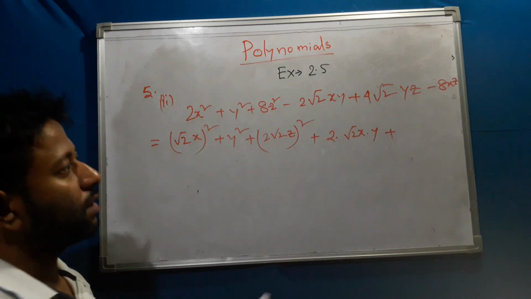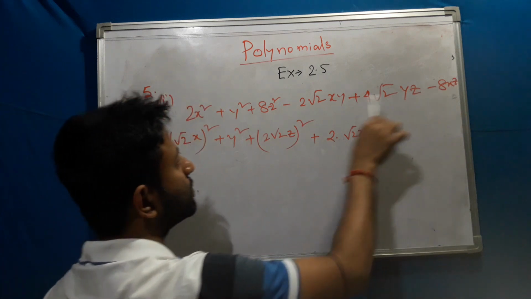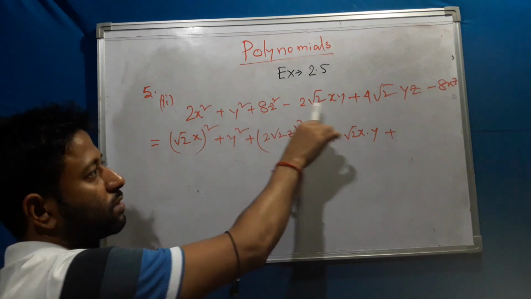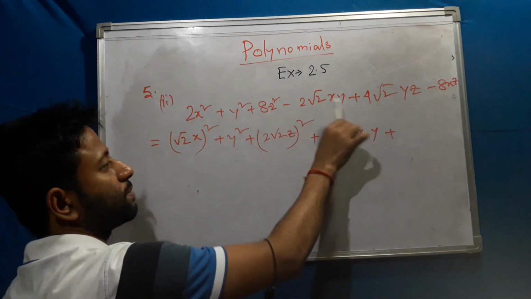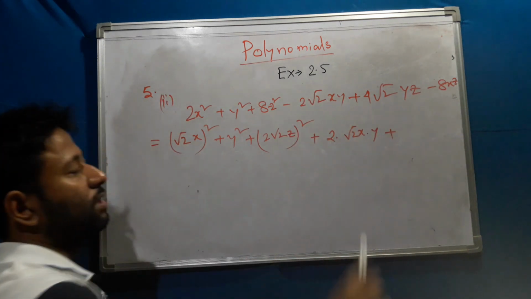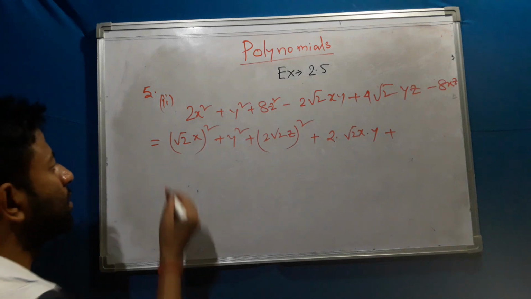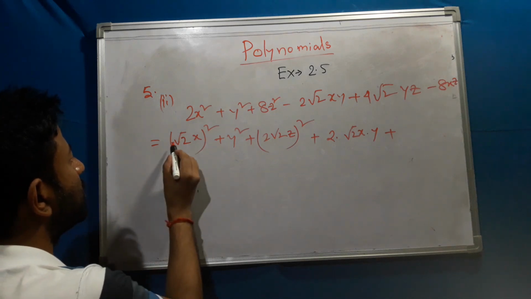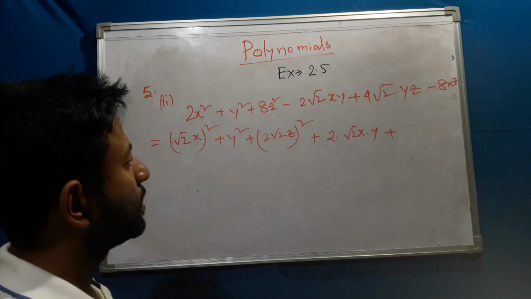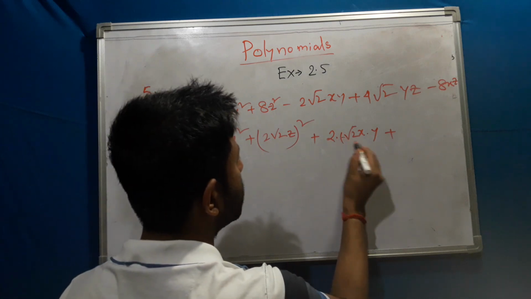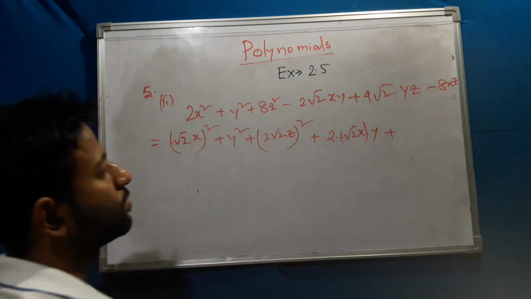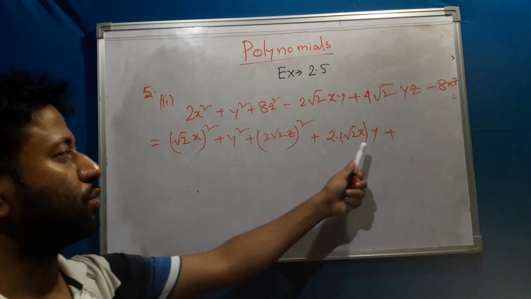So you see this term consists of x, this term also consists of x, and both terms are coming with respect to minus only. So that's why I have to put minus where? Here. If you put minus here, then you see exactly the same result I will be obtaining: minus root 2x, so it will become minus 2 root 2 xy.